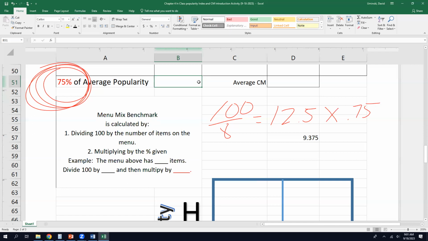So again, let me look at this. Let me back up just for a second. When this says 75% of the average popularity, this 12.5 is the average, right? We have 100% divided by the 8 menu items. The average is 12.5%. That's the average. So what this is saying is I want 75% of that average. So that's when we multiply by that 75% factor, okay? So what did we say, 9.4? Okay.